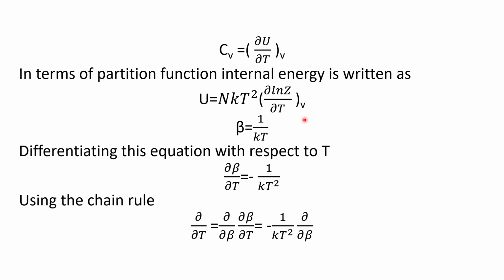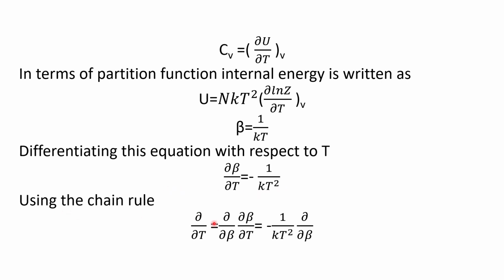Differentiating with respect to temperature is often complicated, so in statistical mechanics, it is much easier to differentiate with respect to beta. Almost every partition function is naturally written as Z = Σ e^(−βEi). So we convert every temperature derivative into a beta derivative, where β = 1/kT. Differentiating this equation with respect to T, we can write ∂β/∂T = −1/kT².